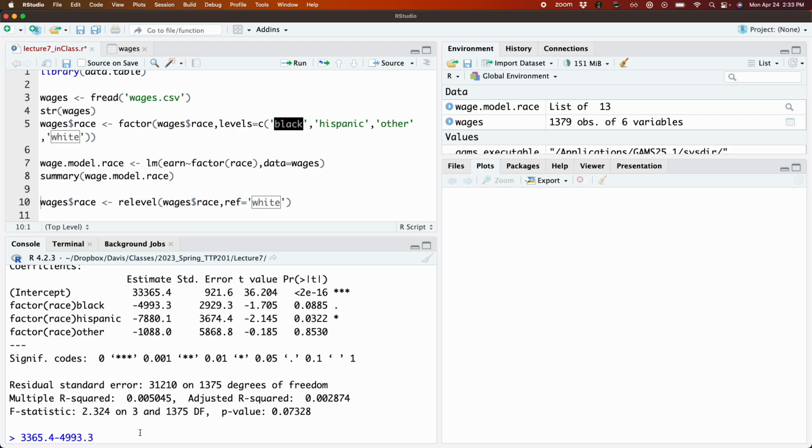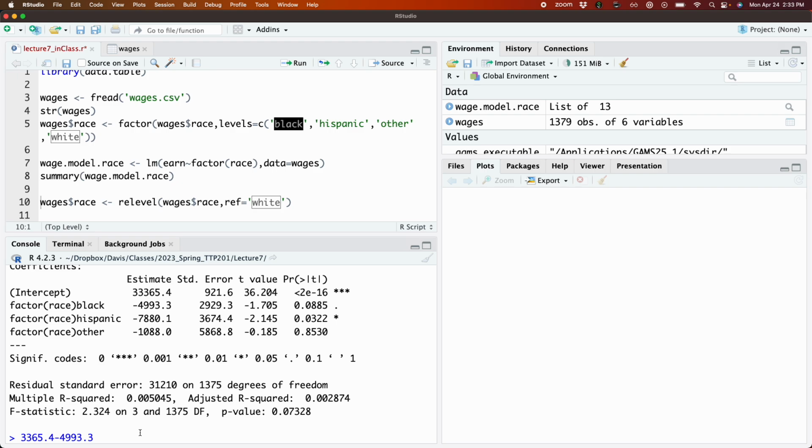Hang on one quick second. So this is saying that on average, someone from other race makes $1,000 less than someone who is white, but it's not statistically significant, and therefore our conclusion is that people who are from other races basically do not earn statistically significant different amounts from people who are white.